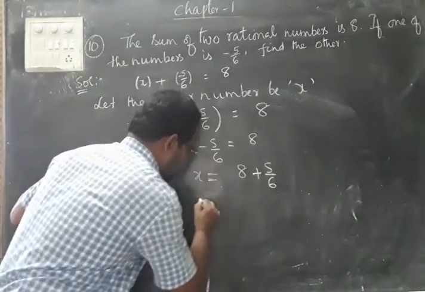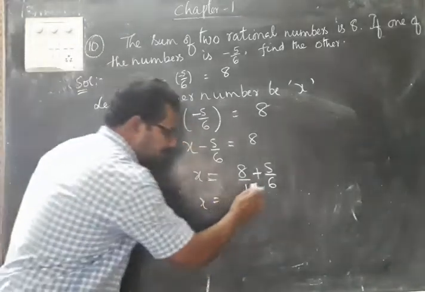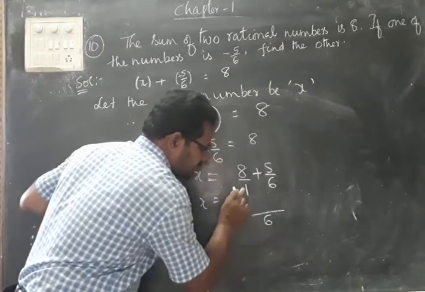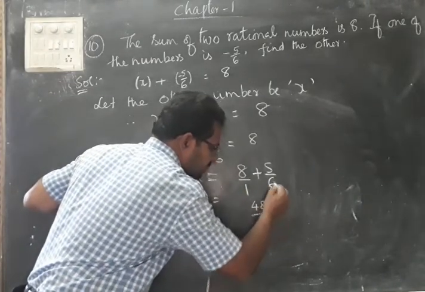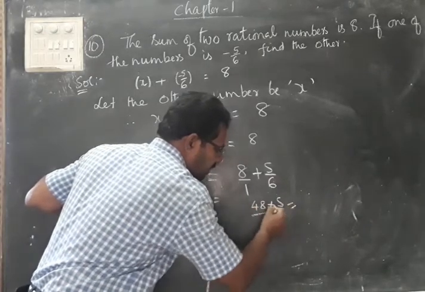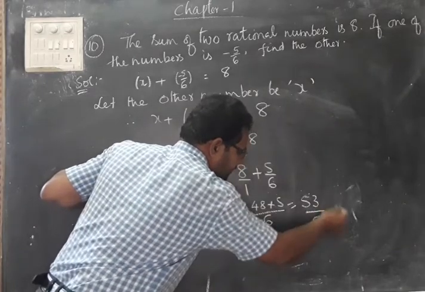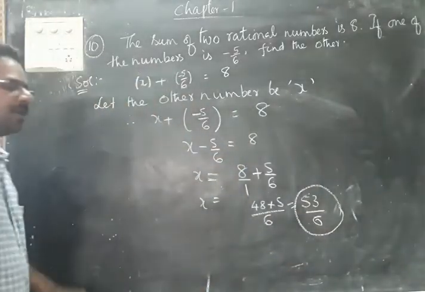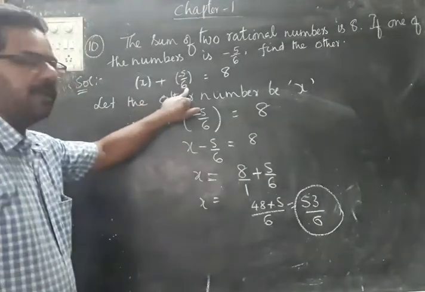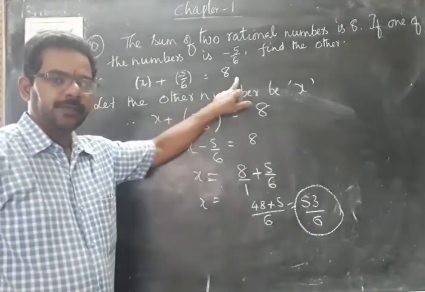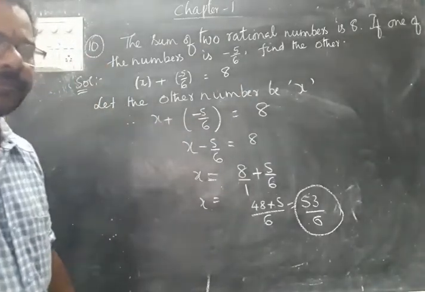Now x is equal to 8, which you can write as 8 by 1. So for 1 and 6, if you take the LCM, 6 is the LCM. 1 6s are 6, 8 6s are 48. 6 1s are 6, 5 1s are 5. 48 plus 5 is equal to 53 by 6. Therefore, the required number is equal to 53 by 6. So 53 by 6 added to minus 5 by 6, we can get the answer equal to 8. Okay. So this is the 10th sum.